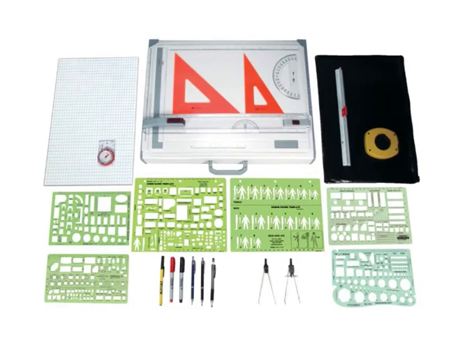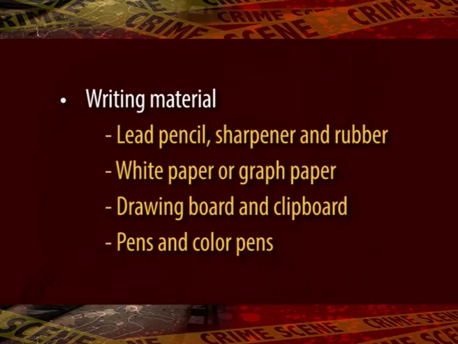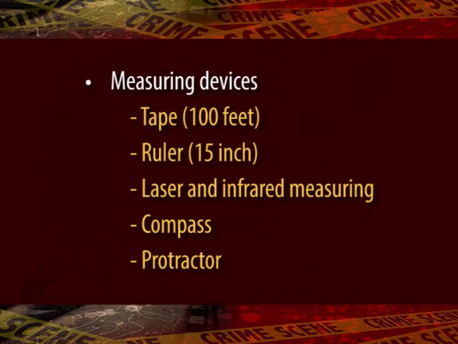Therefore, for making a sketch, we shall need equipment that can be divided into two parts: writing material, lead pencil, sharpener and rubber, white paper or graph paper, drawing board and clipboard, pen and color pen, measuring devices, tape 100 feet, ruler 15 inch, laser and infrared measuring device, compass, protractor, etc. So dear students, the sketcher can use any method according to the type of crime scene that has been discussed above.